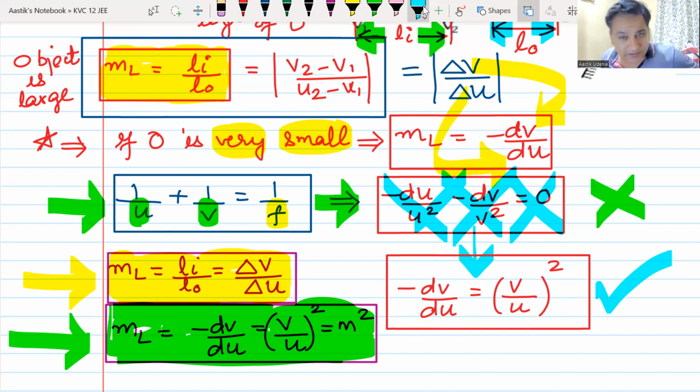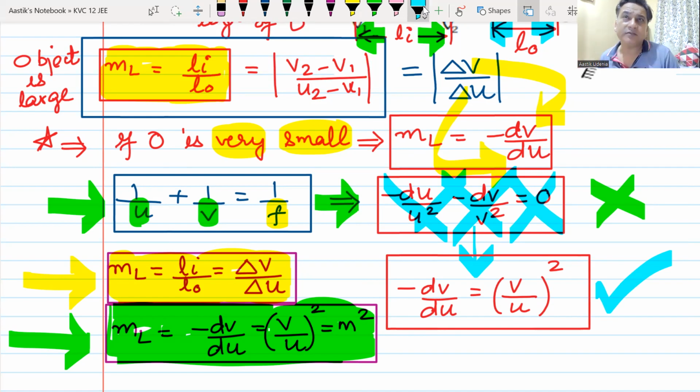And whatever I have done, no miracle. I've just differentiated the equation. I could have straight away written that minus dv by du will come as (v by u) whole square. But since you are maths guys, taken PCM, that's why I told you how it is done. In the NEET class, I've just given the result because result is what matters.